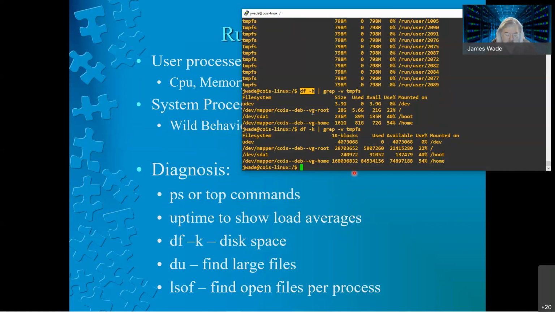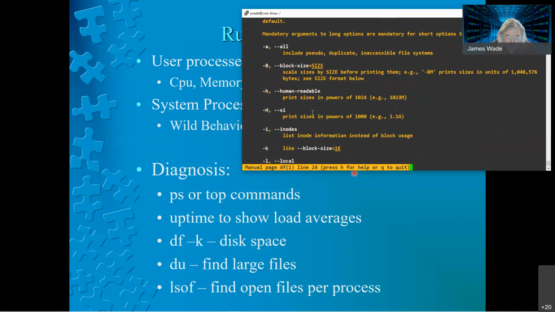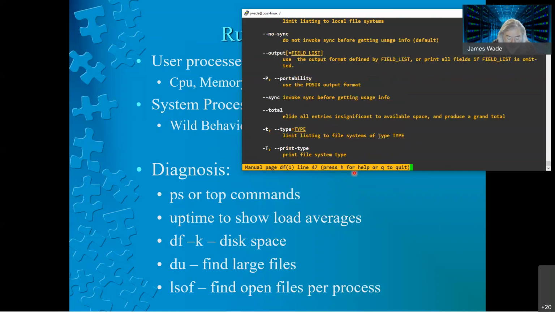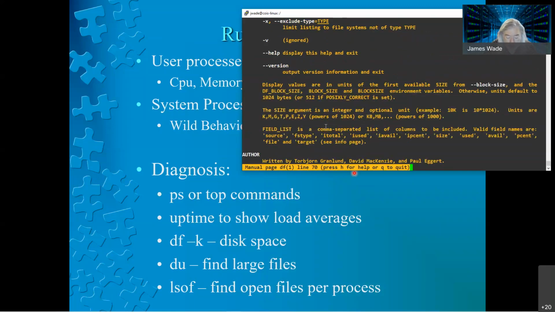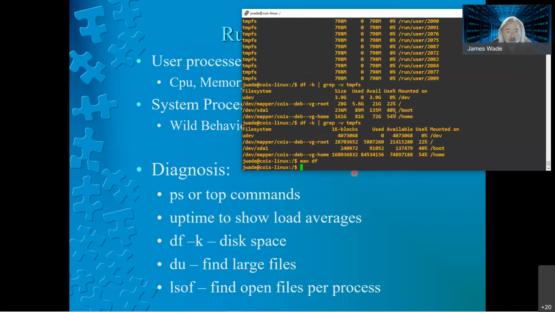Okay. Now, once again, don't forget the man pages. If you want to see more, well, there you go. -a includes pseudo, duplicate, inaccessible file systems. -h, human readable. Print sizes in powers of 1024. -k, block size in kilobytes. List inode information. So remember, for every command, you can go and look to see if there's additional information.